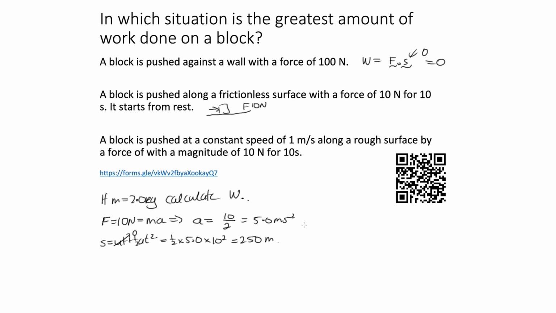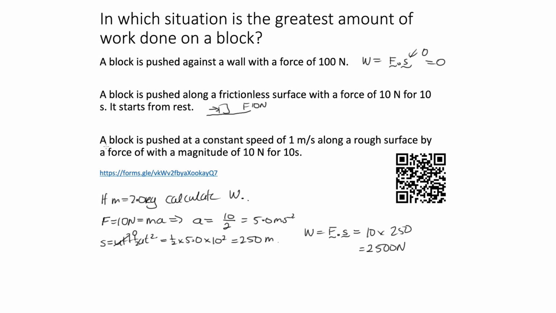So we can now calculate the work, which is equal to the force dotted with the displacement. The force is the 10 newtons and the displacement is the 250 meters. So this gives us 2,500 joules as the work done by the force on this object.